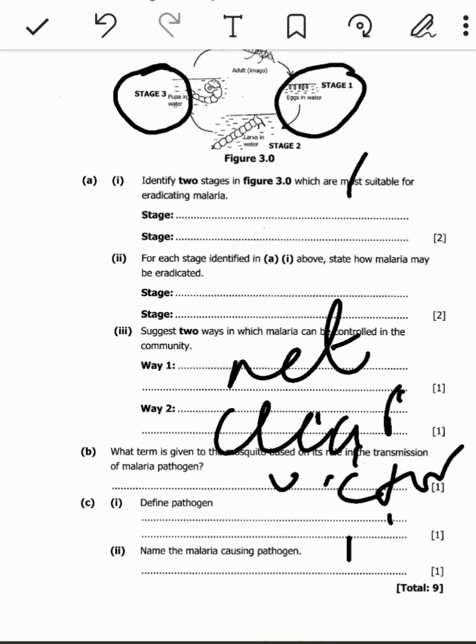The malaria-causing pathogen is called Plasmodium. The mosquito responsible for the transmission of malaria is called the Anopheles mosquito, which is a female mosquito. It transmits a pathogen known as Plasmodium. This is just a simple revision that we have been doing. I encourage you to go through different questions that will assist you to prepare for your exam adequately.